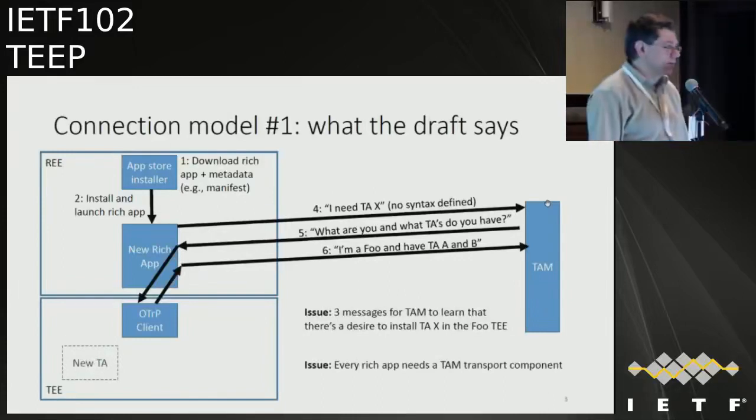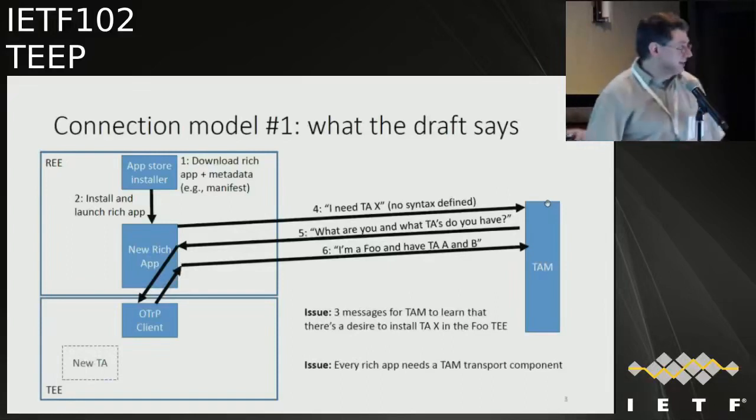And then secondly, this notion that the rich app has to be running, and the rich app has a TAM transport. It does not say that that's mandatory. That's just how it's described. And so one can infer that it's mandatory because it doesn't say. So this is what the draft says.